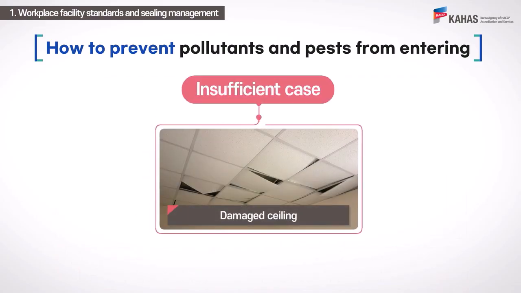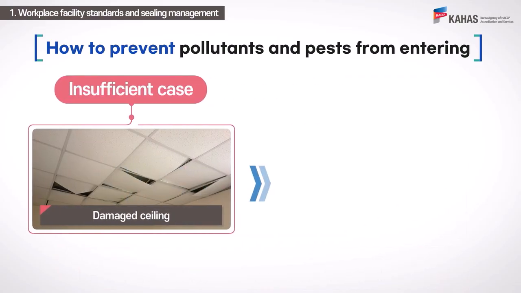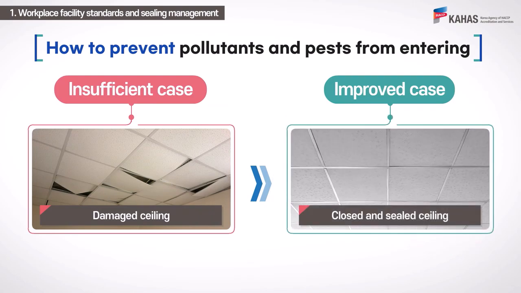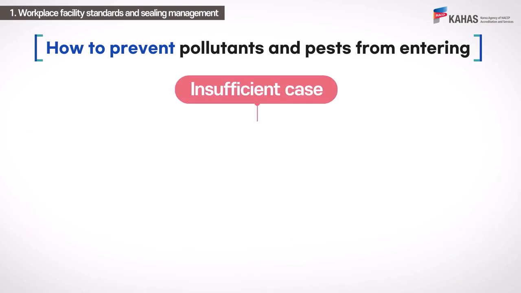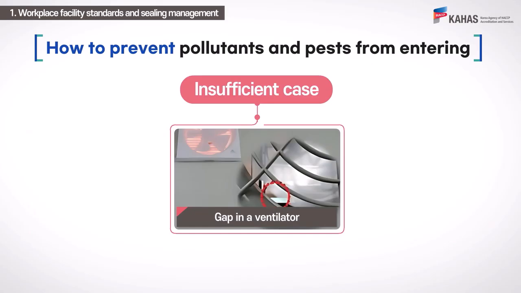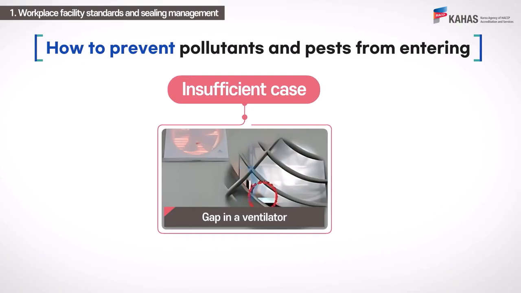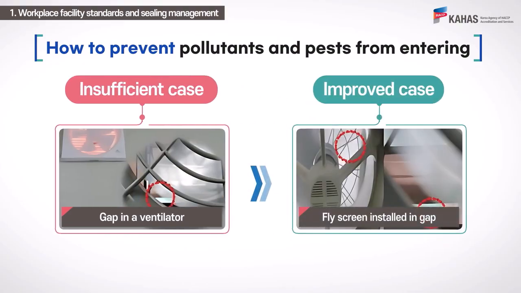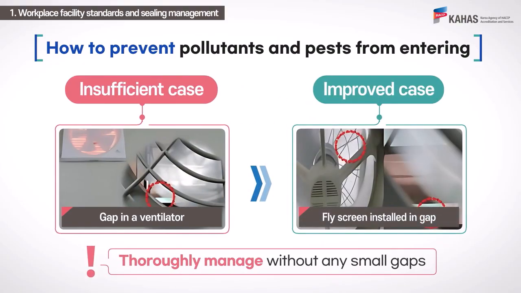If the ceiling is damaged, rodents can enter, so it must be closed immediately and sealed. In addition, pests and fine dust can enter through windows and ventilators, so it is recommended to install fly screens. Dangerous substances can be found even in a small gap, so it is necessary to manage them carefully.